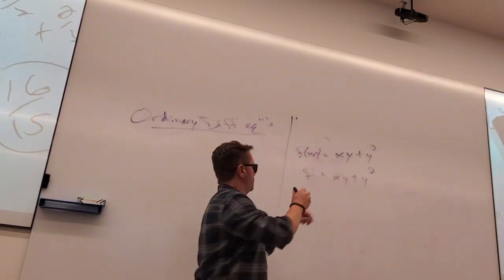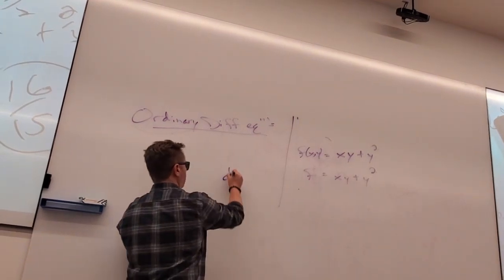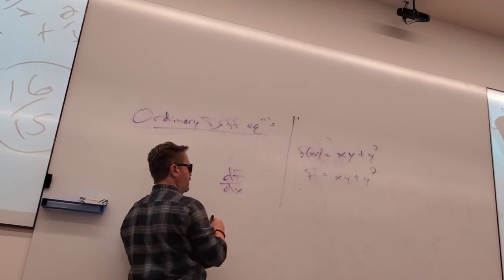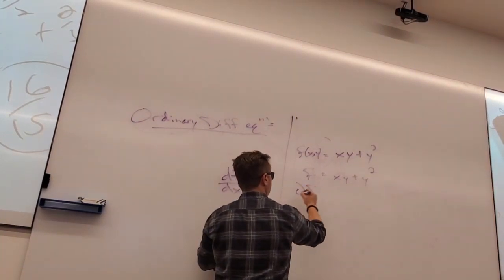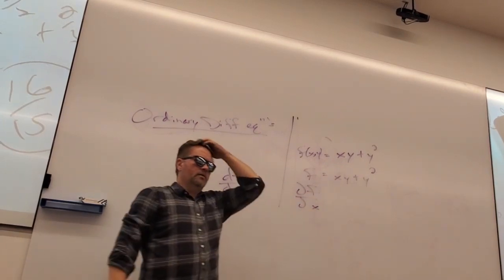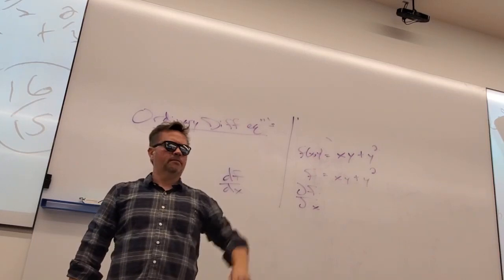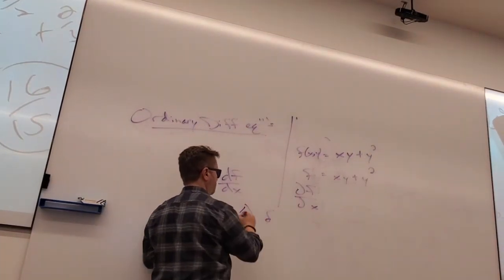All a partial is, here's what the symbol looks like. A regular derivative would look like that. It's called a total derivative. For the partial derivative, we use this weird symbol. It looks more like a delta, right? Not a delta like this, but a delta like that.